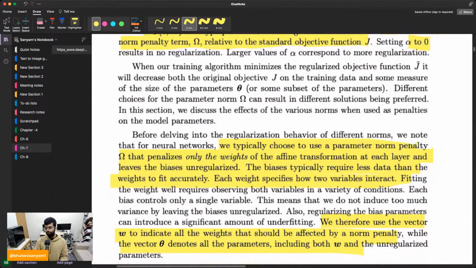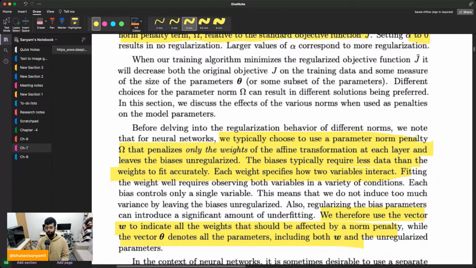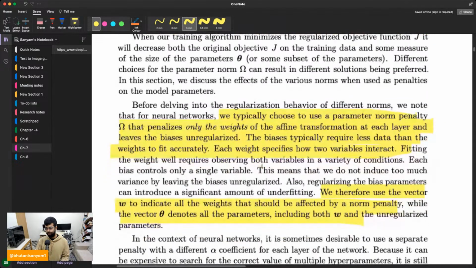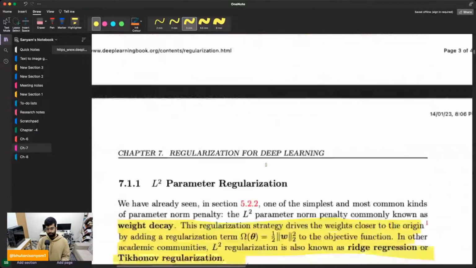We typically choose to use a parameter norm penalty omega that penalizes only the weights of the affine transformation at each layer and leaves the biases unregularized. The biases typically require less data than weights to fit accurately, and each weight specifies how two variables interact.